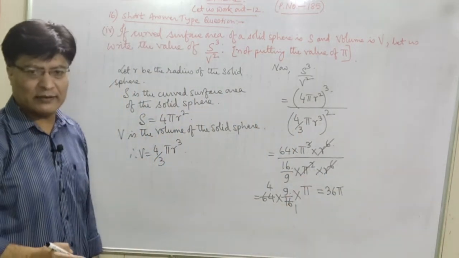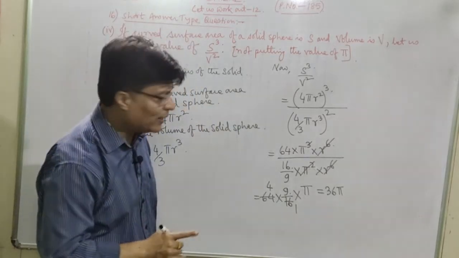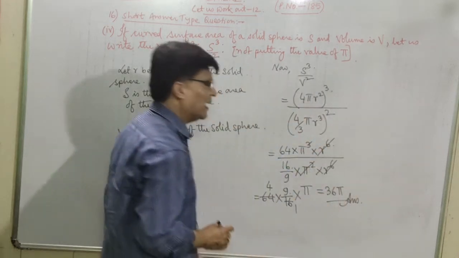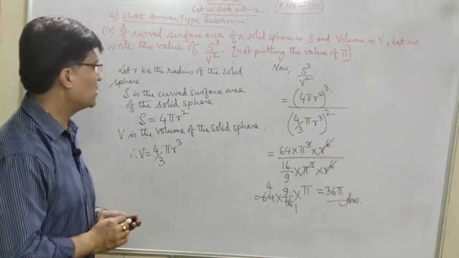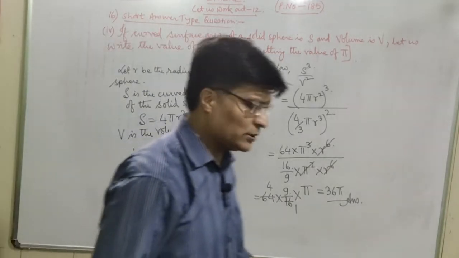So this is the final answer. So what is the value of S cube divided by V square? It is 36 pi. So this is the final answer. So I think you have understood it. So you can copy it. Now we'll do the next question.